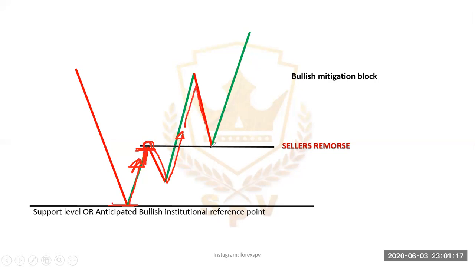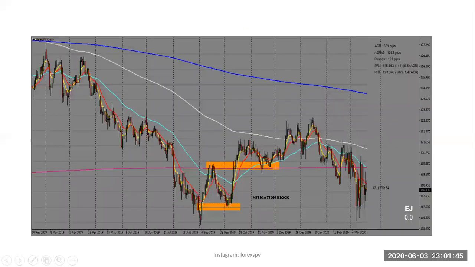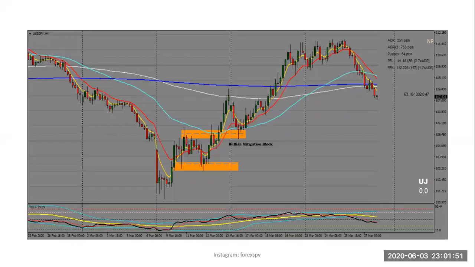We usually wait for price to come back to retest this. At this area, we call it a seller's remorse because we have sellers who entered sales here. So they're in the wrong position, they're in loss. So they're given a chance to take out their trades and continue with the trend. This is an example here. This is another example. We had our mitigation block here.